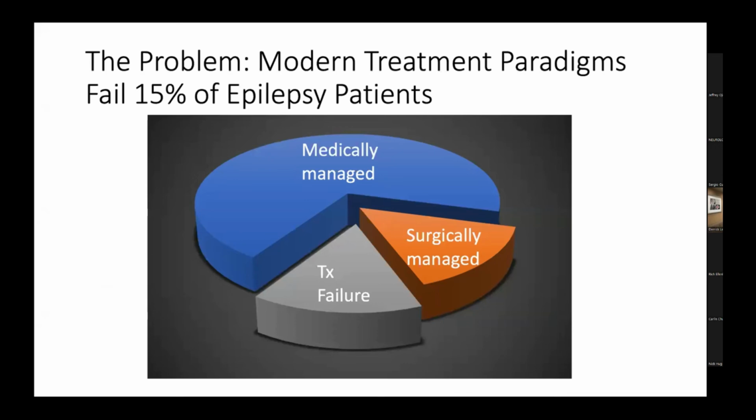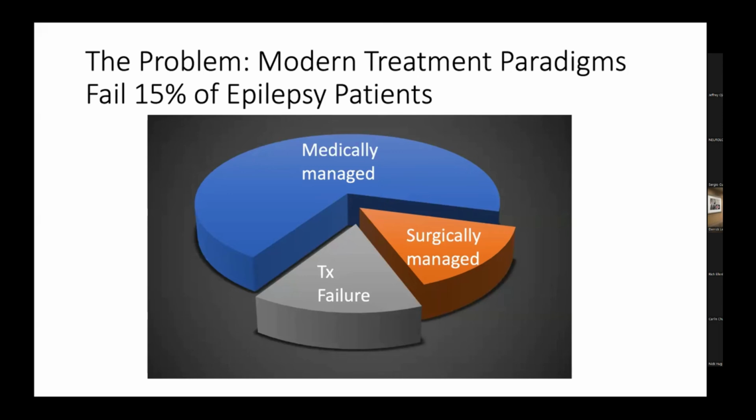So to start, all research should start with a problem. Modern treatment paradigms fail 50% of epilepsy patients. A lot of patients, we can get good seizure control with AEDs, 70%. For those who aren't able to get control with that, we can identify the epileptogenic focus, and half of those patients can get relief from surgery.